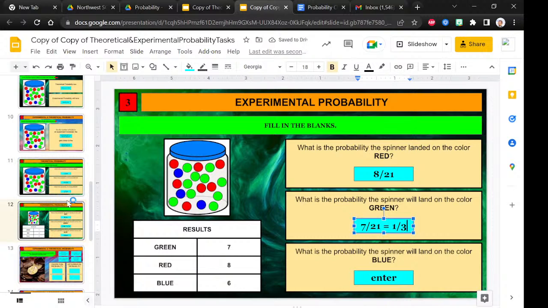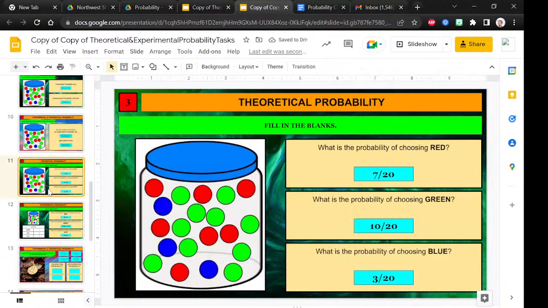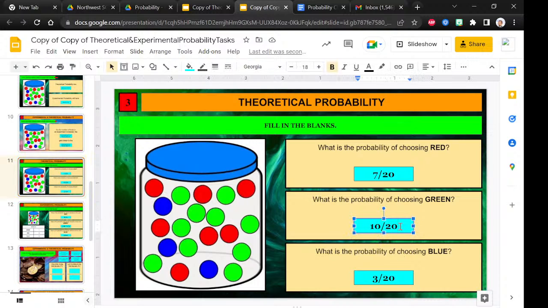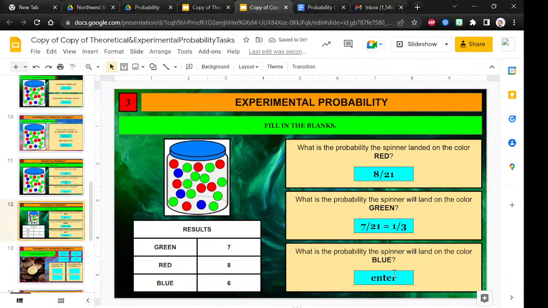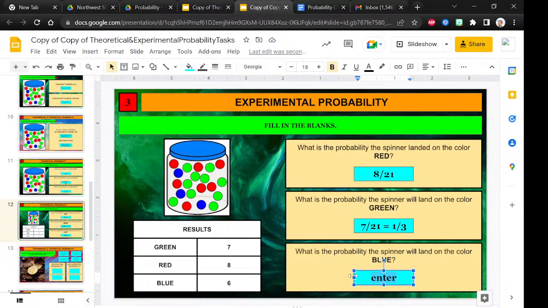Whereas I didn't do this in the last time. We expected, by theoretical probability, we expected it to land on it half the time, and instead it landed on it a third of the time. Okay. So what's the probability that the spinner will land on the color blue? Well, this is going to be 6 out of 21, which simplifies down to 2 out of 7.